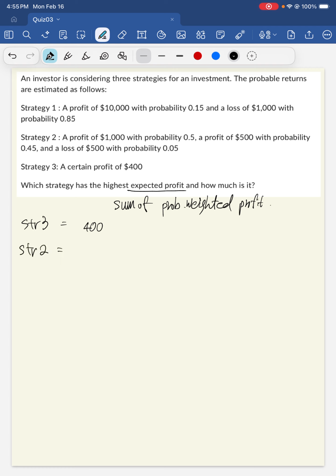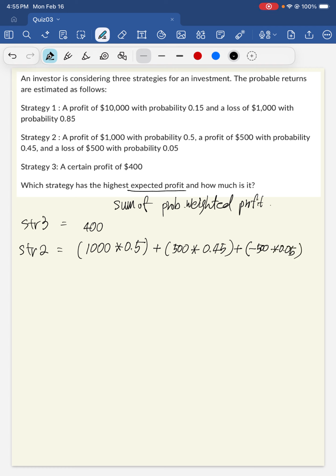In this case, the first outcome is $1,000, but it's weighted by its probability 0.5. So you multiply them and add. The second possibility is $500 times probability 0.45, right? And multiply them and add. Finally, the last outcome is a loss of $500, so minus 500 times 5%, 0.05.